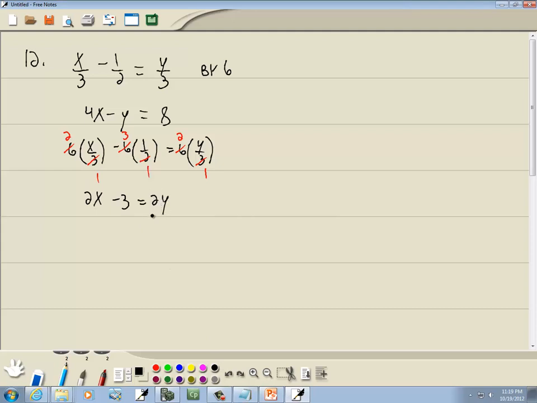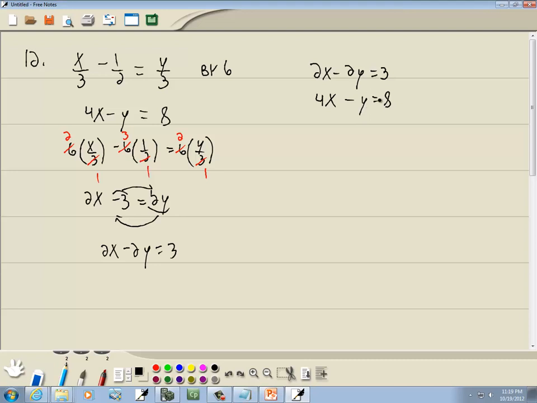Now, I want to get this in the right form. I want to get all my x's and y's on one side, numbers on the other. So I'll take 2y over to the left side and negative 3 to the right. So we get 2x minus 2y equals positive 3. Again, when you take anything over to the other side, the sign changes. So now our first equation looks like this: 2x minus 2y equals 3. And the second equation is still 4x minus y equals 8.